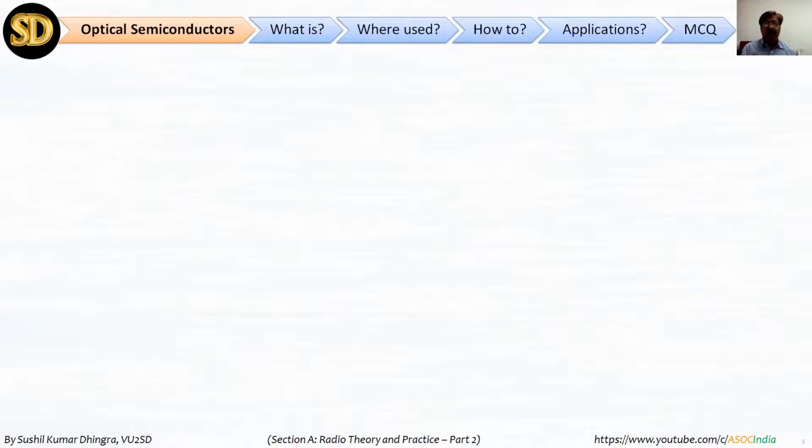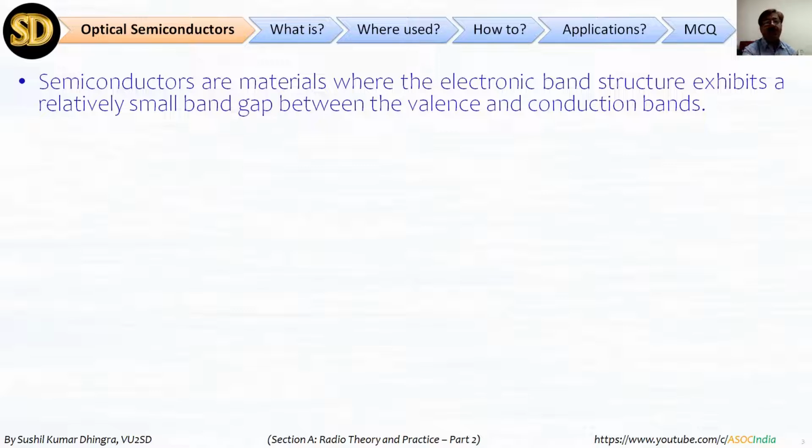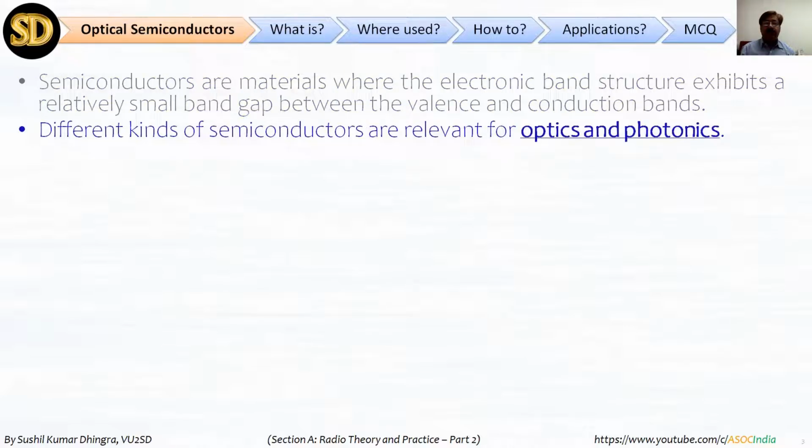So the first question coming up is, what is an optical semiconductor? A semiconductor is a material whose electronic band structure exhibits a relatively small band gap between the valence and conduction band. If you are confused, go through semiconductor part 1. It is already explained there with the table. Different kinds of semiconductors are relevant to optics or photonics.